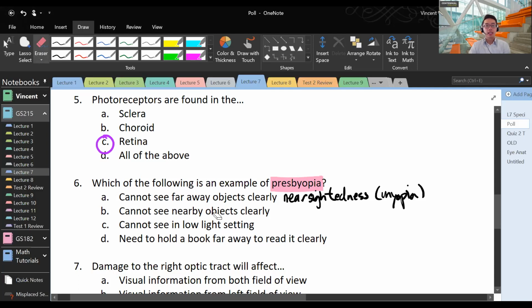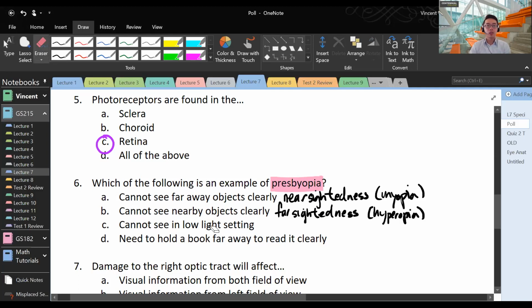Okay, if you cannot see nearby object clearly, that is going to be farsightedness. The name tells you what you can see. So in farsightedness, you can see far, but you cannot see nearby. This is called hyperopia.